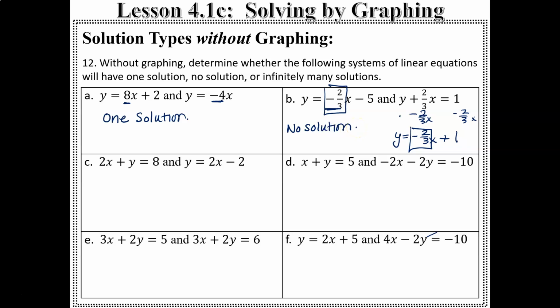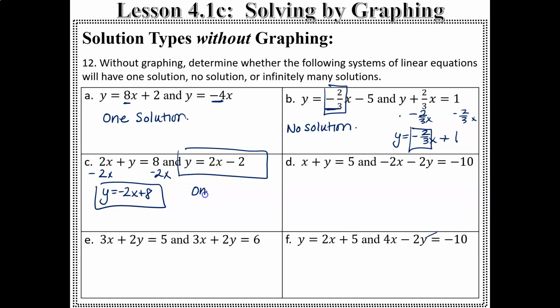C. One of those you got in slope-intercept form, but this one you're going to have to subtract 2x from each side. So I have y equals negative 2x plus 8. These are the two that I'm looking at. The slopes are different because one is negative and one is positive. That always gives us one solution if the slopes are different.